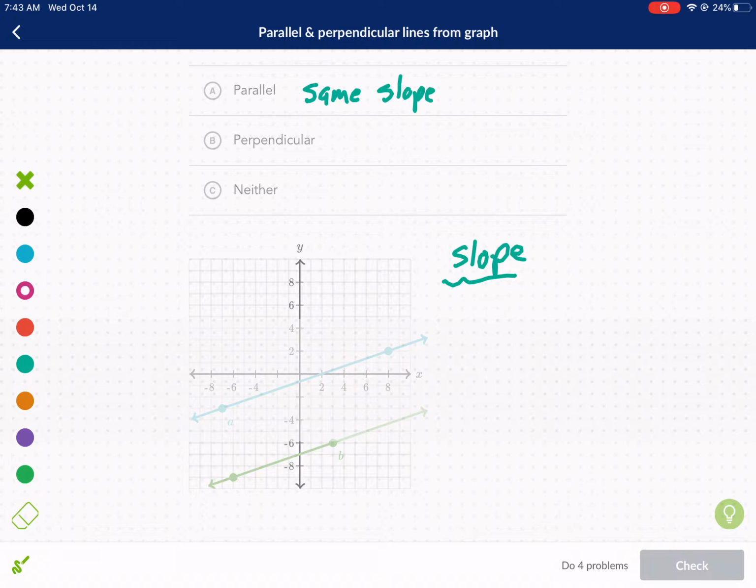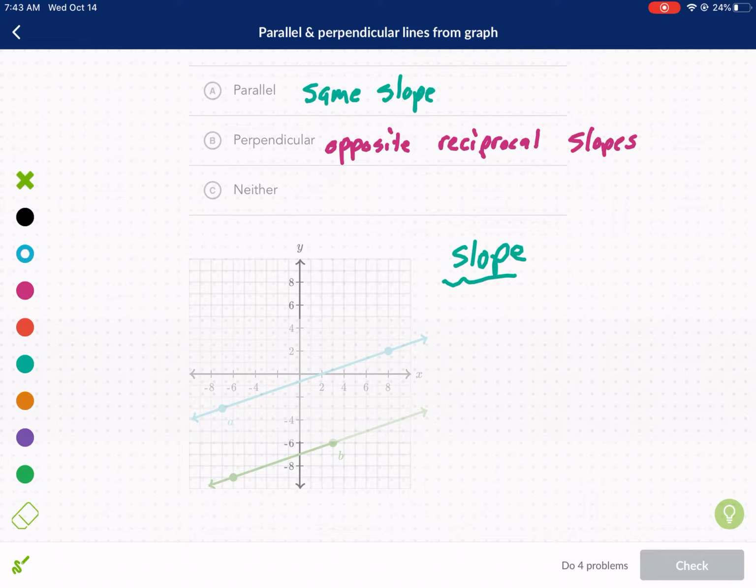Perpendicular lines have opposite reciprocal slopes. Okay, so what does that mean? That means if one's positive, the other's negative. That's opposite. If one's 1 over 3, the other's 3 over 1. That's reciprocal. So that's an opposite reciprocal. And then neither is just different, like 2 and 3. If one slope is 2 and the other one's 3, they're not the same, but they're not opposite reciprocals. So that'd be neither.